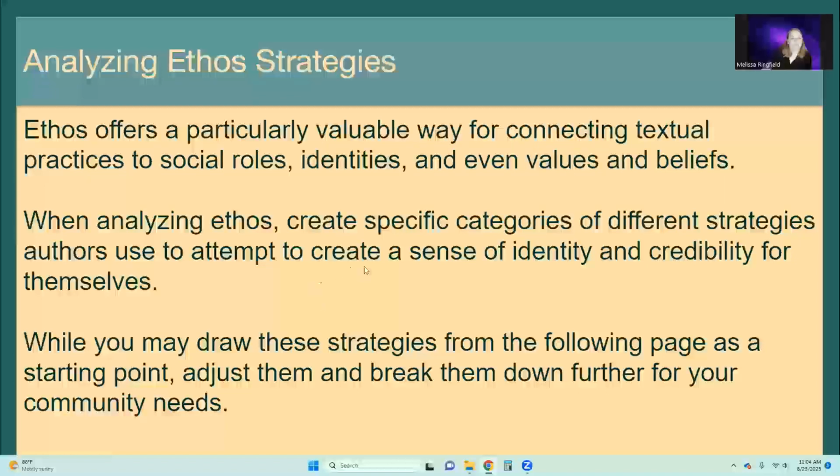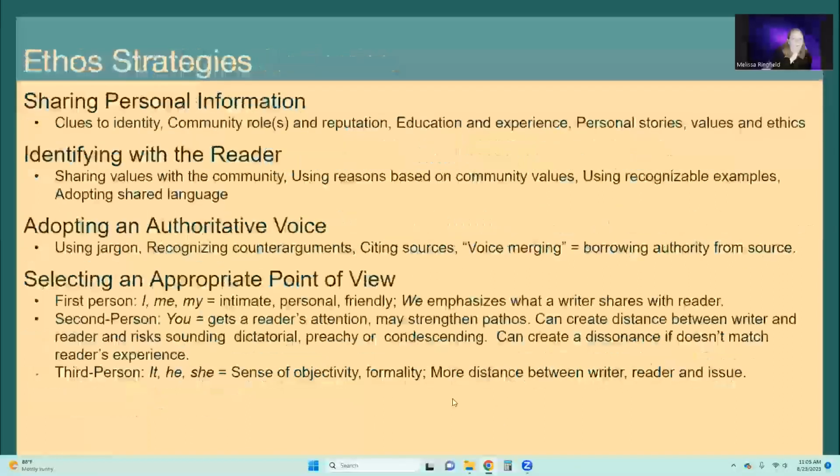When analyzing ethos, create specific categories of different strategies authors use to attempt to create a sense of identity and credibility for themselves. While you might draw these strategies from the following page as your starting point, adjust them and break them down further for your own community needs. So some ethos strategies include sharing personal information. You could have a broad category, sharing personal information, and then break that down to the specific types of information that your community might share.